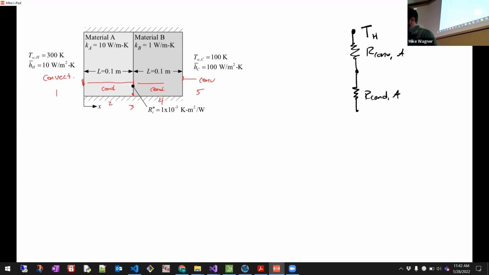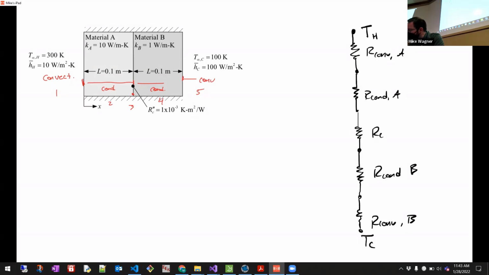Then we have our contact resistance. We have conduction in B, and then we have convection on the B side. And then down here, this is TC. All right. So what I want to do is just really quickly evaluate the values of the resistances here, and we can get a sense of what the temperature profile is going to look like.